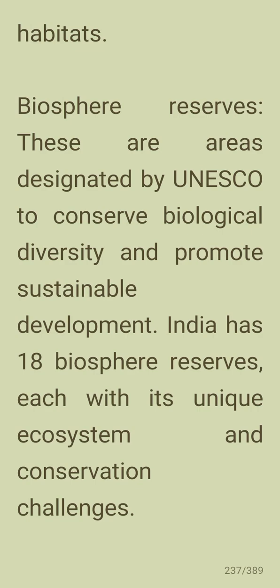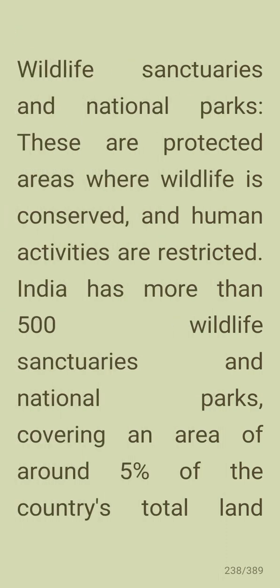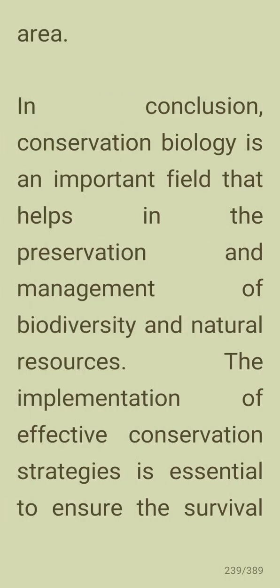And biodiversity conservation spots like biosphere reserves. These are areas designated by UNESCO to conserve biological diversity and promote sustainable development. India has 18 biosphere reserves, each with its unique ecosystem and conservation challenges. So, wildlife sanctuaries and national parks. These are protected areas where wildlife is conserved and human activities are restricted. India has more than 500 wildlife sanctuaries and national parks, covering an area of around 5% of the country's total land area.